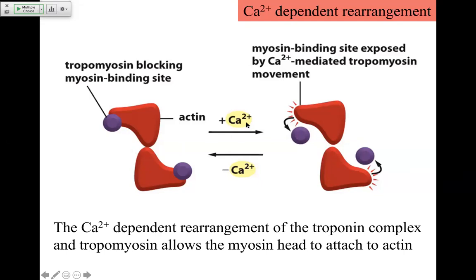In the presence of calcium, the troponin complex will change its shape, which results in a movement of the tropomyosin away from the myosin binding site, which then makes this actin filament able or capable of binding to myosin. Right? So the cell requires an increase in calcium in order for the actin's myosin binding site to be exposed.